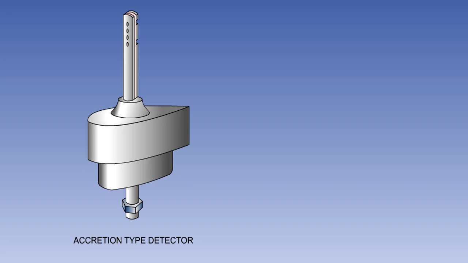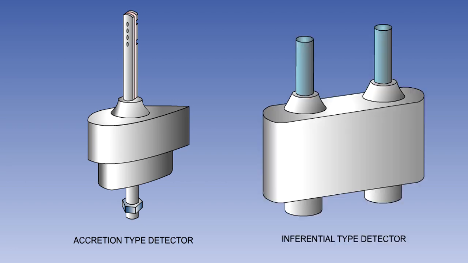Ice detection systems can be split into two groups: those which sense a buildup of ice, known as accretion-type systems, and those which sense, by measuring temperature and humidity, when icing conditions are present. These are known as inferential-type systems.